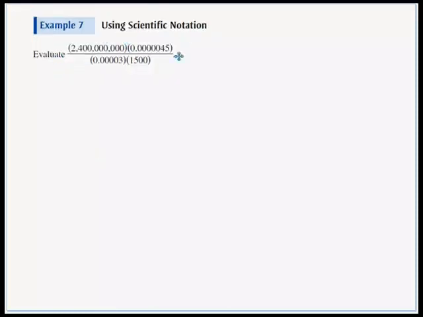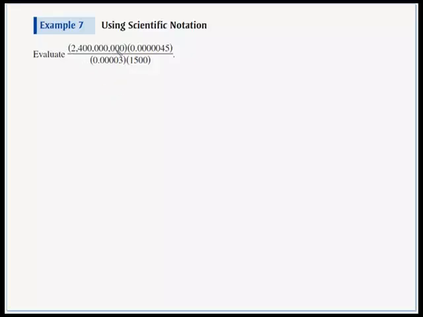We are going to do one here where we evaluate this. And here's where those properties of exponents are going to help us out quite a bit. We could do this on the calculator. Some calculators might not be able to handle that many decimal places. So let's start out by changing everything to exponential notation.